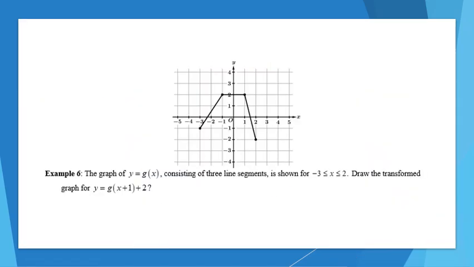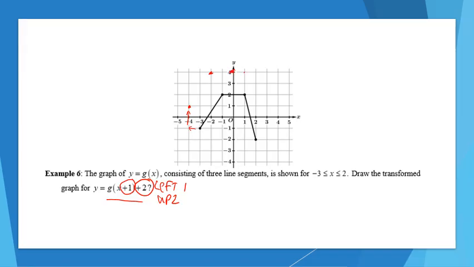Right, so now example 6, we have a graph that is transformed like so. Draw the transformation on the same graph. So here, we're moving it up 2 with that plus 2, and then with that 1, we're moving it left 1. So I'm going to take each point and move it left 1 and up 2. So here, that is where that point should be.